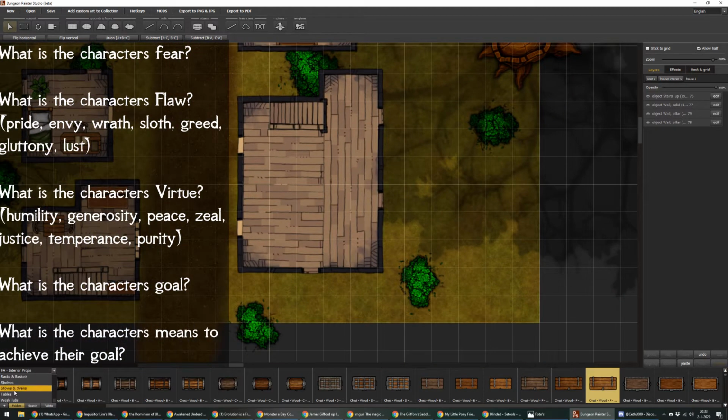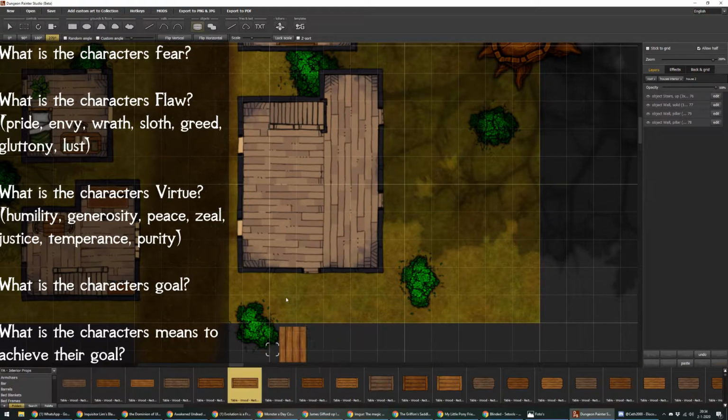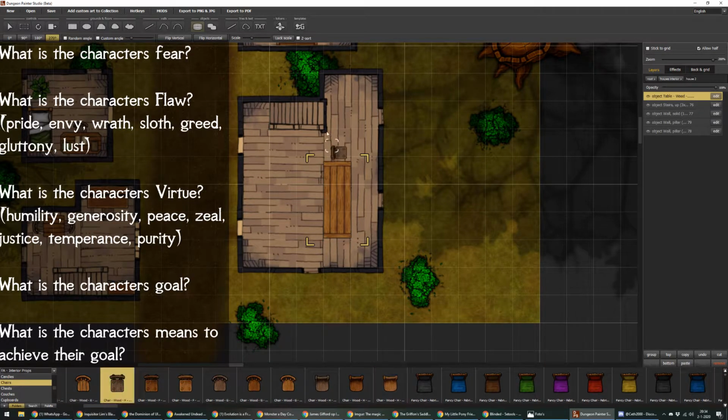Let's now roll a d6 to see what their virtue will be. And yes, a d6 because, well, in this case you can't both have the flaw of sloth and the virtue of zeal, because those two are, well, they're the opposites. A 2. The virtue of generosity.